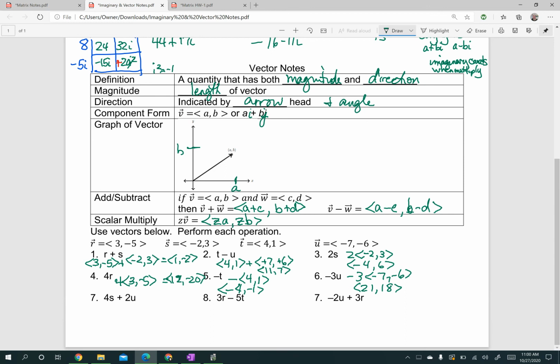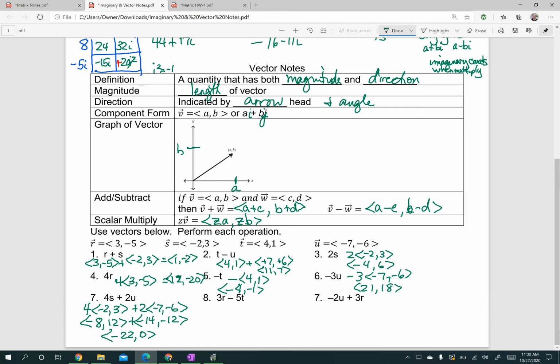When you do 4s plus 2u, you do 4 times negative 2, 3, plus 2 times negative 7, negative 6. So 4 times negative 2 is negative 8 and 12. And then 2 times negative 7 is negative 14 and negative 12. And you add the x's, which is negative 22, add the y's, which is 0, and that would be your answer.